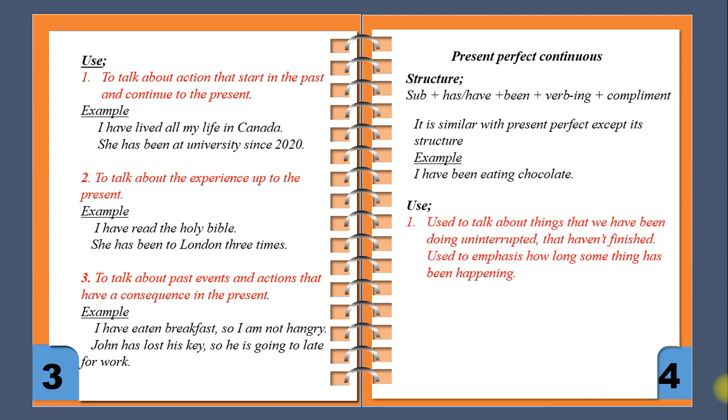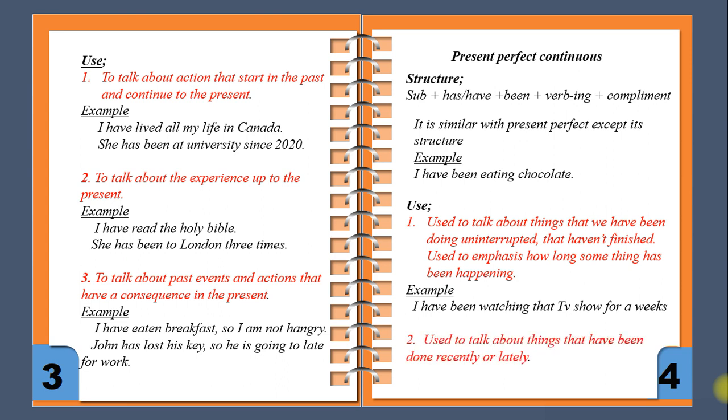Use. It is used to talk about things that we have been doing, interrupted, that have not finished, and used to emphasize how long something has been happening. Example, I have been watching that TV show for a week. And also, it's used to talk about things that have been done recently or lately. Look, for example, look, it has been raining.